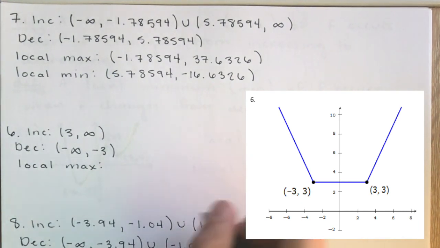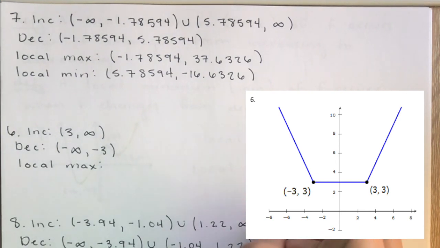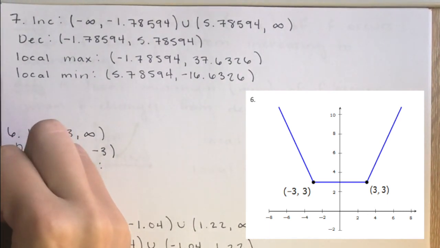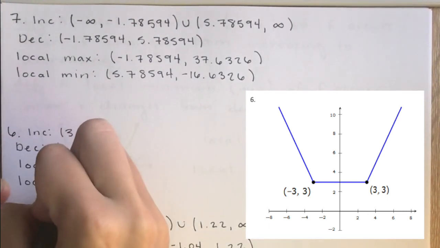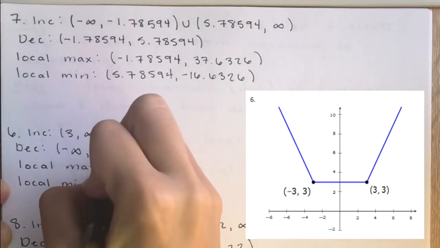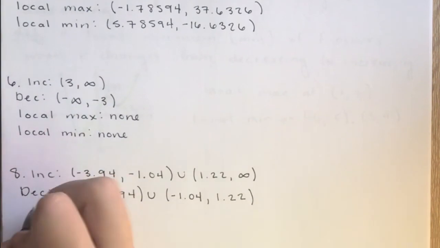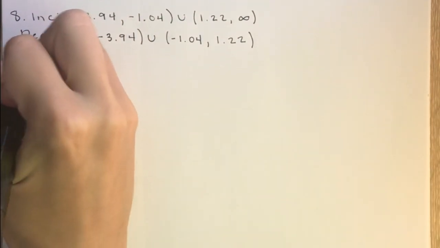Then we continue across that horizontal part and we get to that point positive 3, 3, and we are changing from neither to increasing. So we are not changing from decreasing to increasing, so this is not a local min. So we actually have neither a local max nor a local min. None and none. All right, last one, number 8.